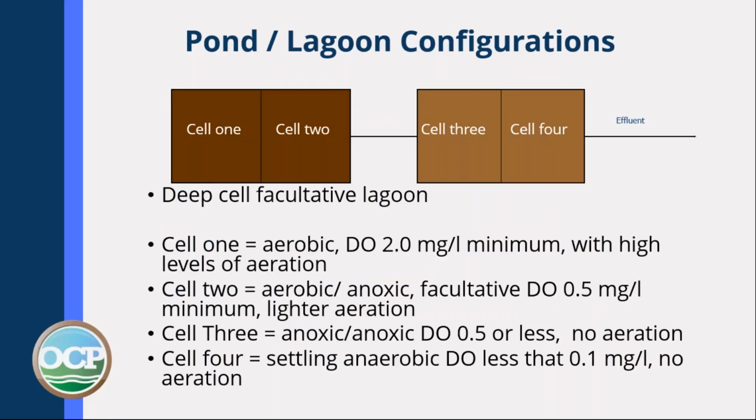Deep cell facultative lagoons typically operate with 3 or 4 cells. Cell 1 is usually aerobic, with DO at 2.0 minimum and high levels of aeration. Cell 2 can be either aerobic or anoxic. If it's anoxic, it goes facultative DO. Its DO is about 0.5 milligram per liter minimum with lighter aeration.